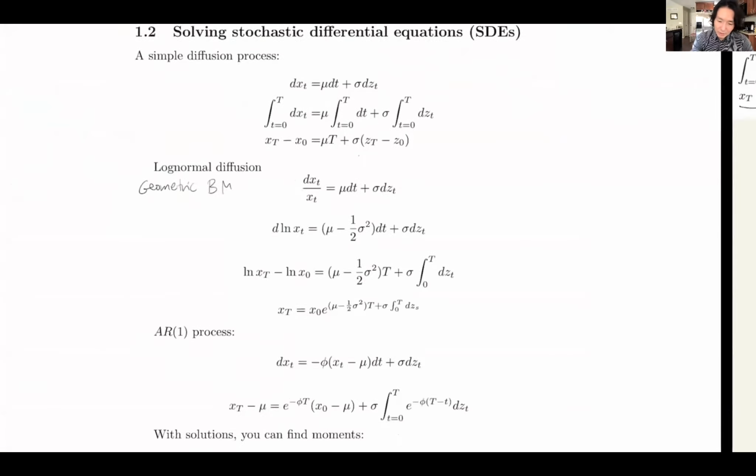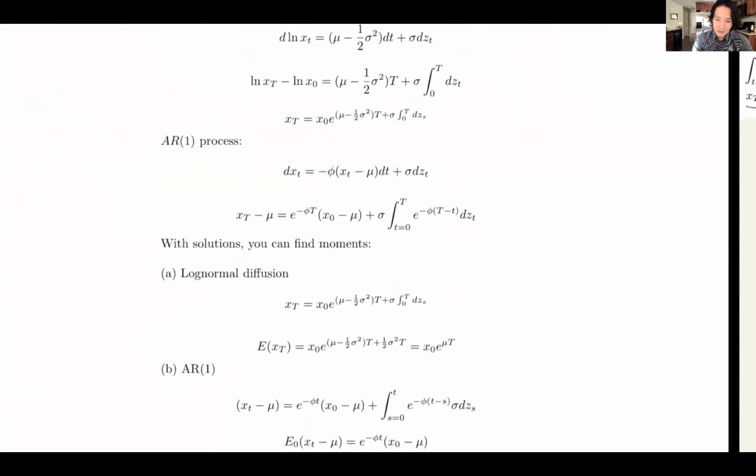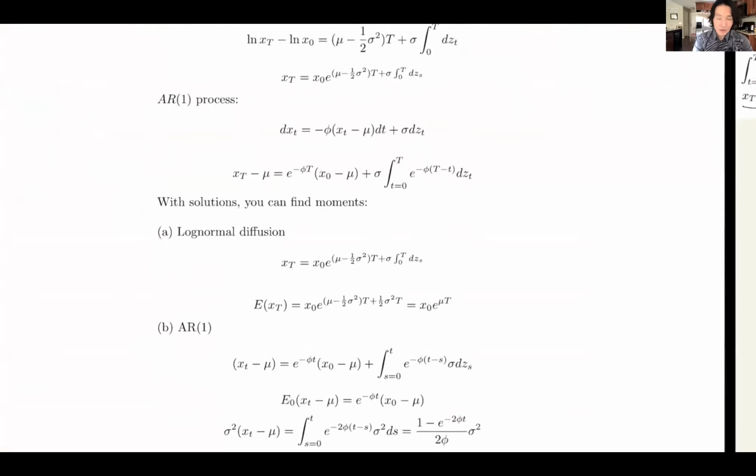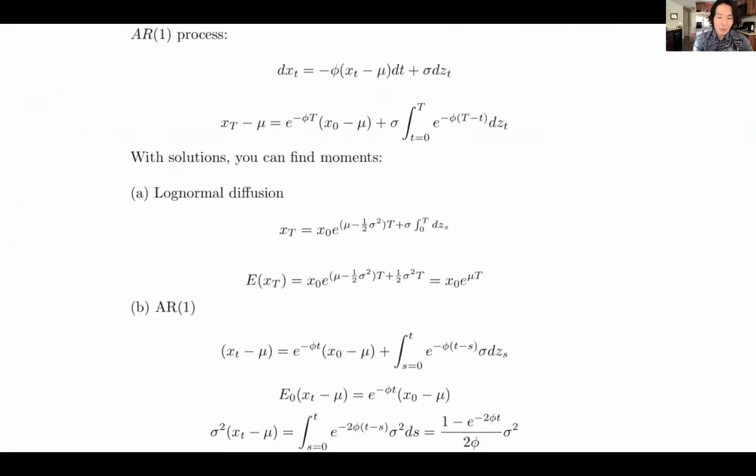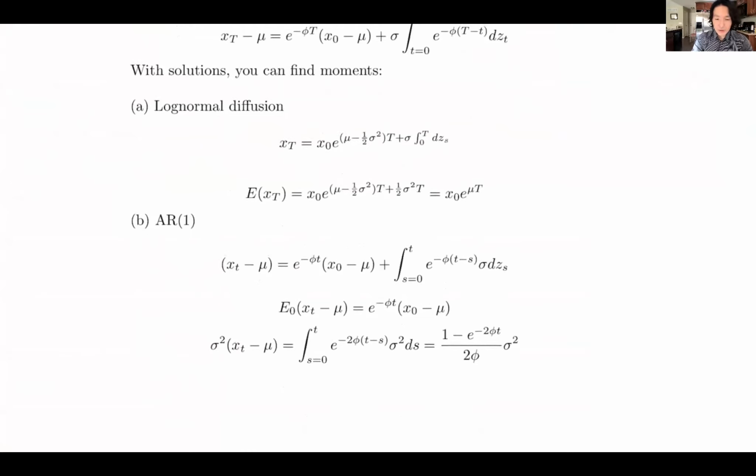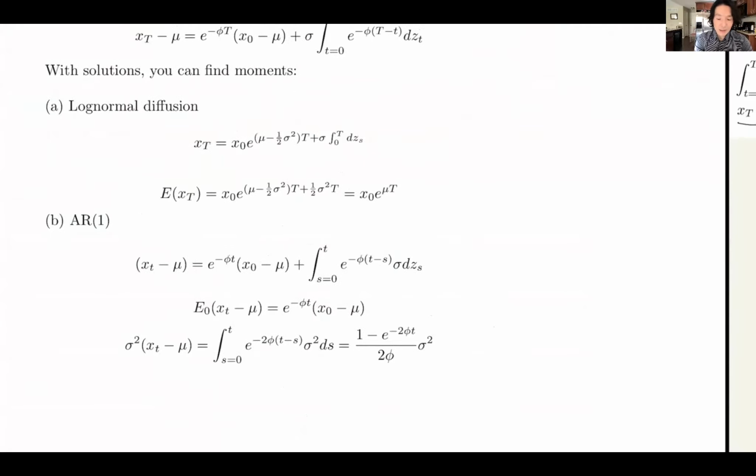Okay, so we have seen how the stochastic differential equations can be solved for the case of AR1. Now, with these solutions to the stochastic differential equations, it is really cool because now you can calculate the mean and the standard deviations. Let's first calculate the expectation of the log normal diffusion or the geometric Brownian motion. Okay? So how do we calculate the expected value of xt?